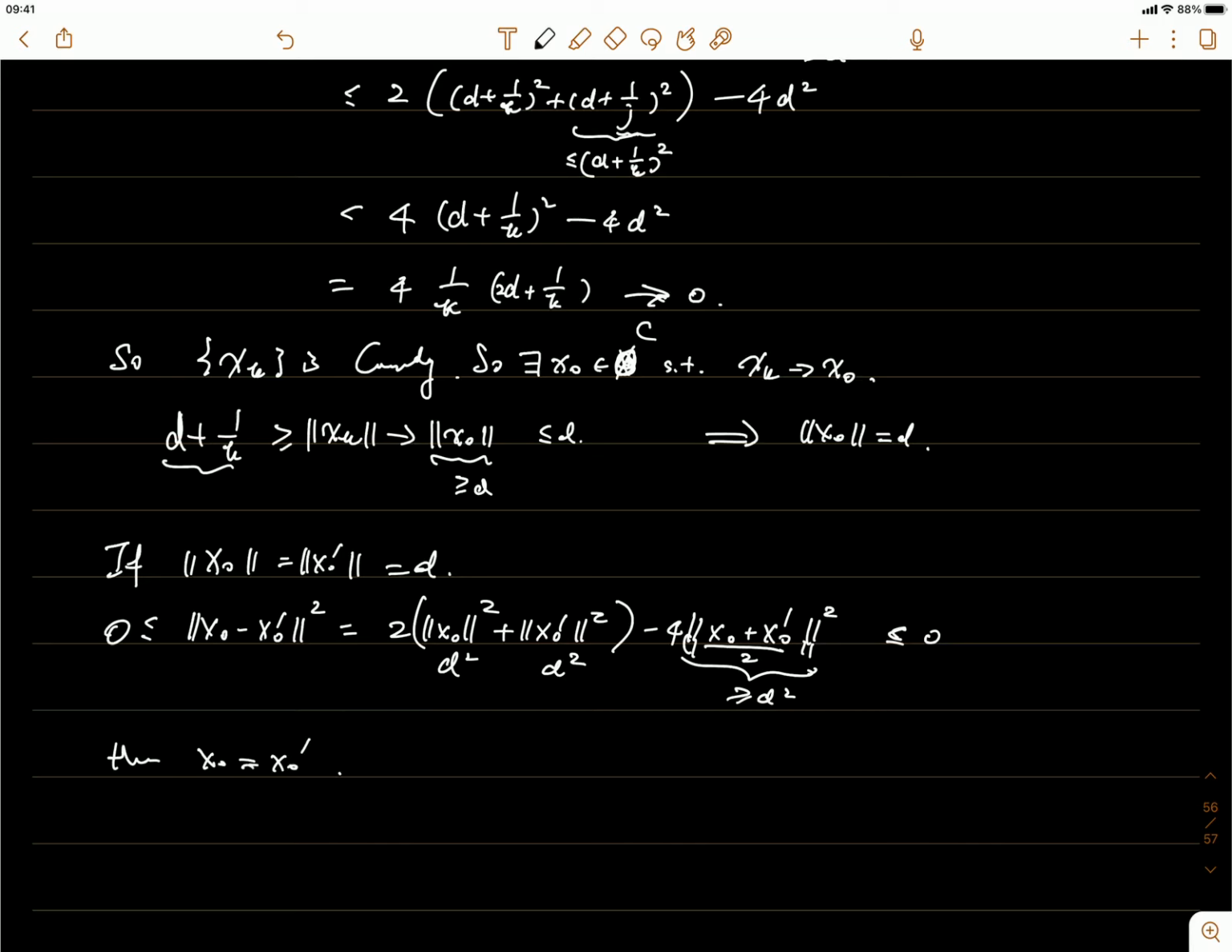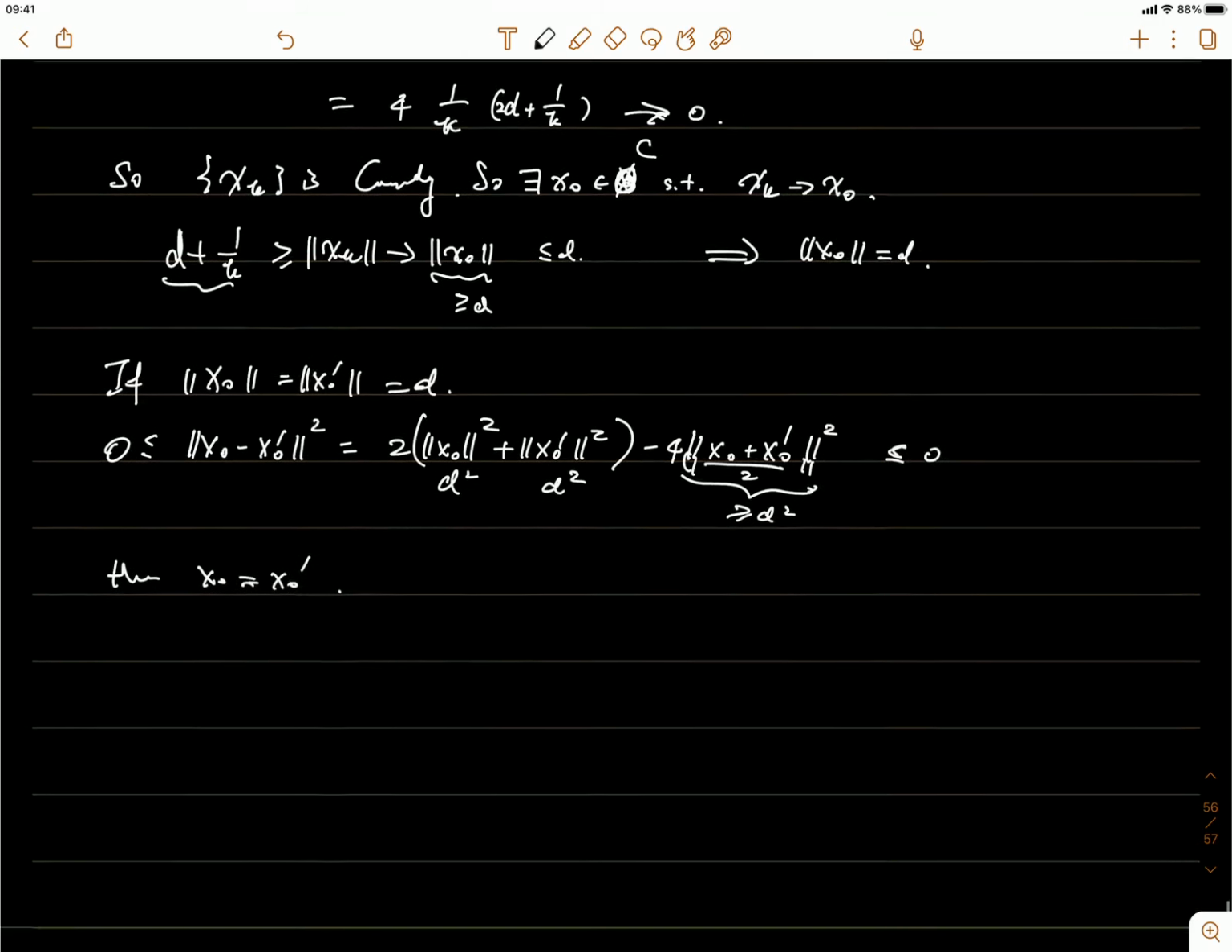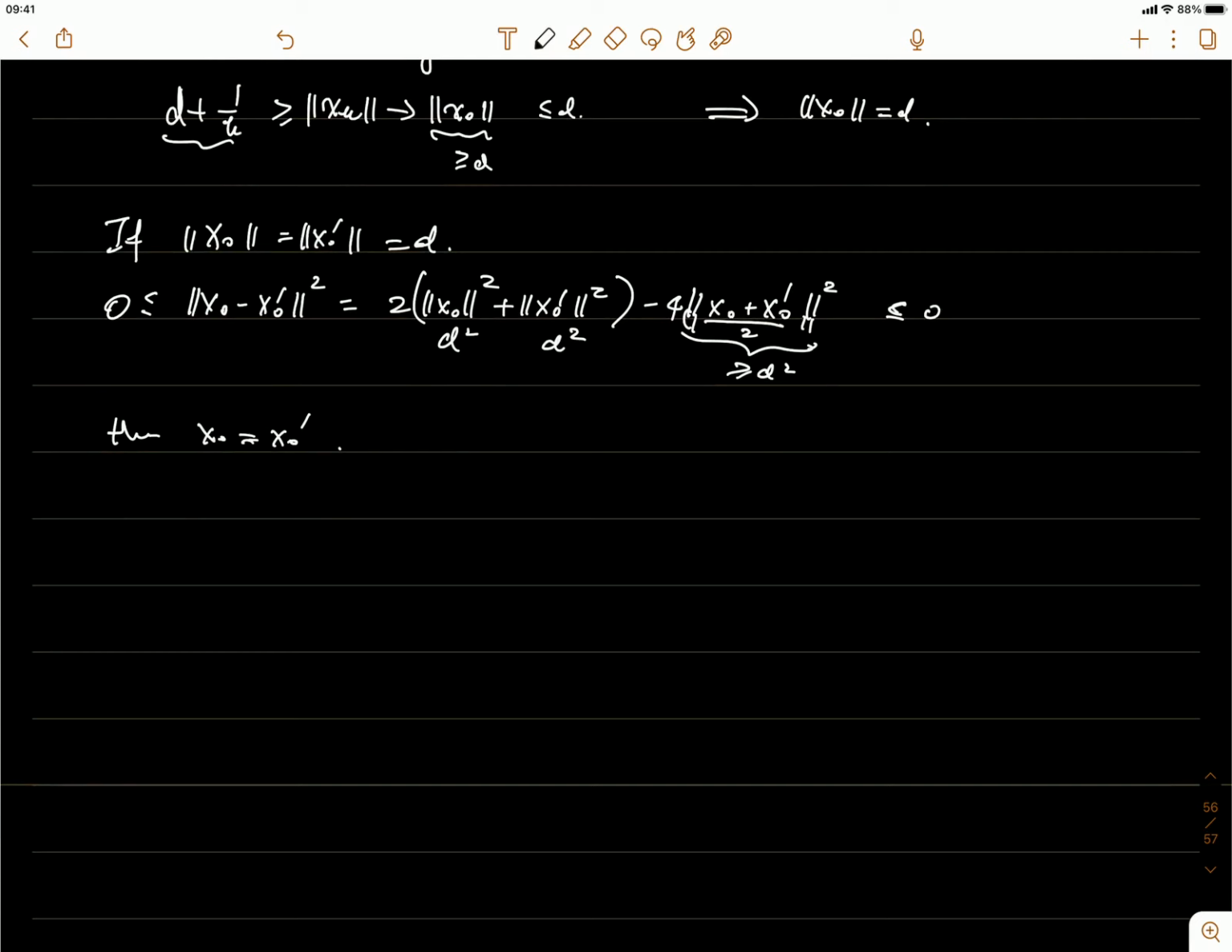And that explains why we can only have a unique projection of 0 onto this C. Okay? And then once we have that, it's pretty easy to show that when we shift 0 to some arbitrary point x, then we can still show that the projection exists and is unique.